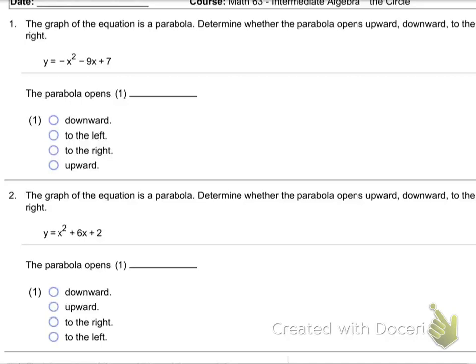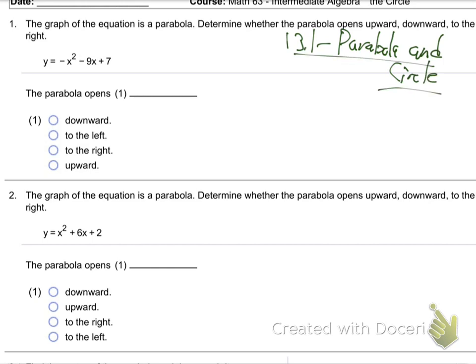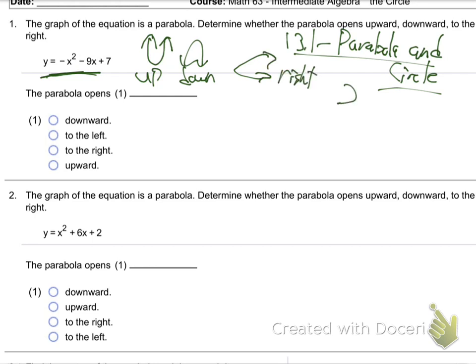Okay, so we're in 13.1. This is 13.1, which is all about the parabola and the circle. It's our last section. Okay, first question is they're saying, hey, this parabola equation, does it go up or down, right? Up or down or right or left? Which way do the arrows go on this parabola?